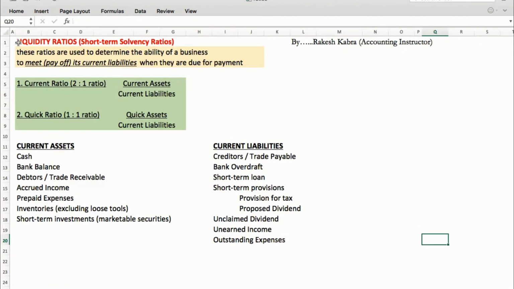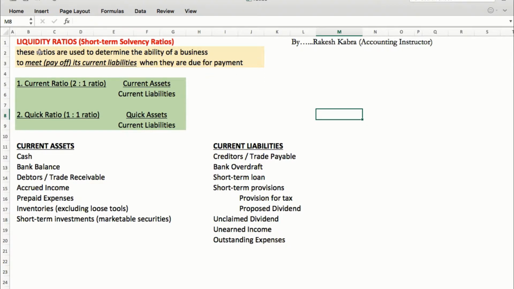Today in this video we are going to discuss liquidity ratios, which are also known as short-term solvency ratios. First we will discuss what the purpose of these liquidity ratios is, and why we compute them. The purpose behind computing these liquidity ratios is just to determine the ability of a business to meet its current liabilities when they are due for payment.